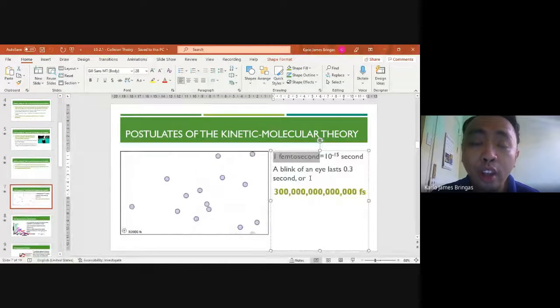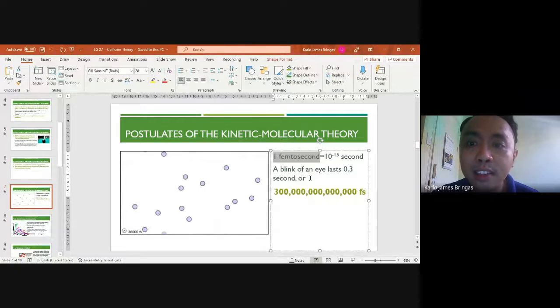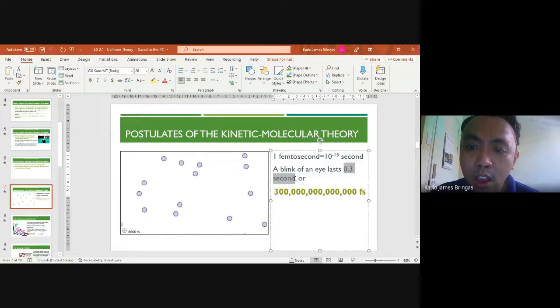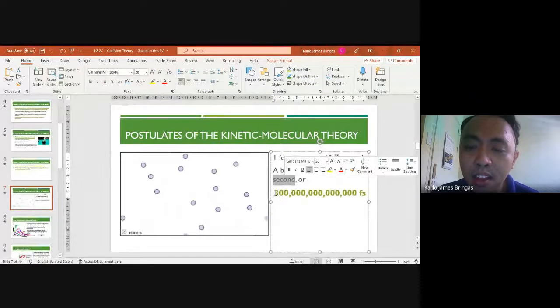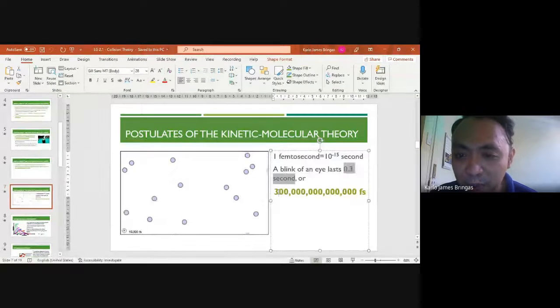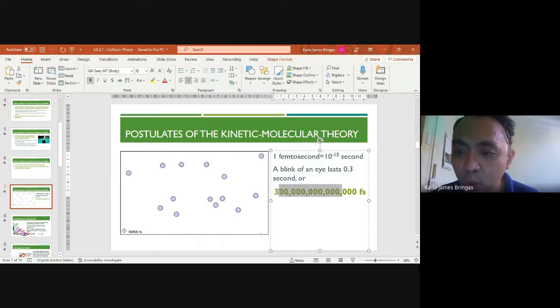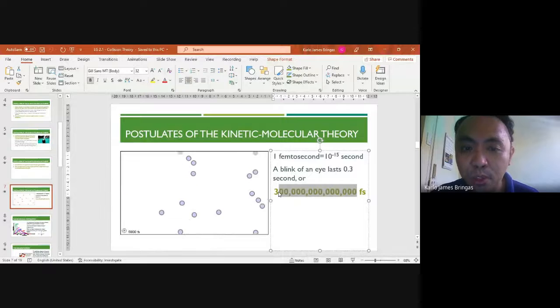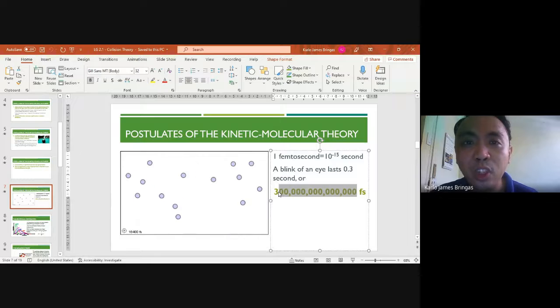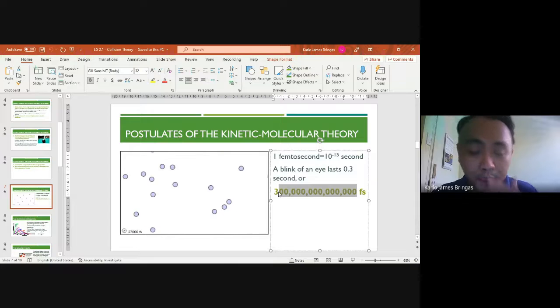To put that into context, every time that we blink our eyes, that lasts 0.3 second. Or, expressing that in femtoseconds, I don't know how to read this number. It's just a 3 followed by 14 zeros. So that's a lot of zeros. So basically, a blink of an eye is almost an eternity in terms of the motion ng ating gas particles.